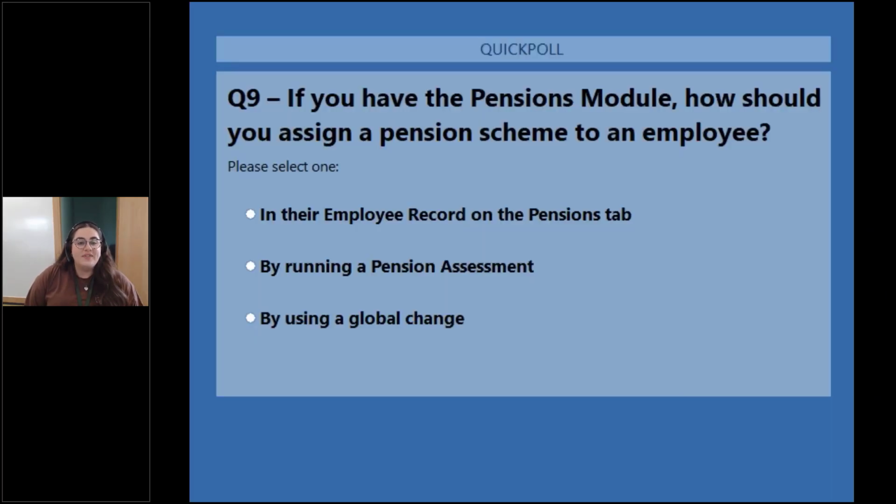So just launched that there. So question number 9: if you have the pensions module, how should you assign a pension scheme to an employee? Is it in their employee record on the pensions tab? Is it by running a pension assessment? Or is it by using a global change?